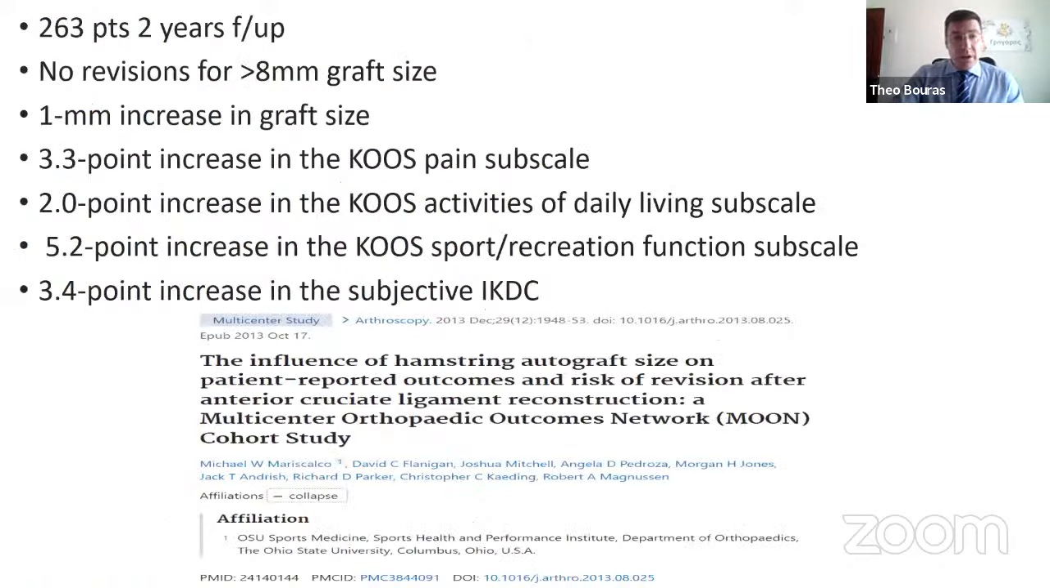And I say that because there is another study which comes from a big cohort, the MOON cohort, dating 10 years back, coming from Ohio State University, Columbus, which studied 263 patients with a 2-year follow-up. They found that the bigger the graft, in terms of diameter, the better the results. So for grafts over 8 millimeters, they had no revisions. And for every millimeter of increase in graft size, the subscales of the functional scores in KOOS and subjective IKDC were improving accordingly.